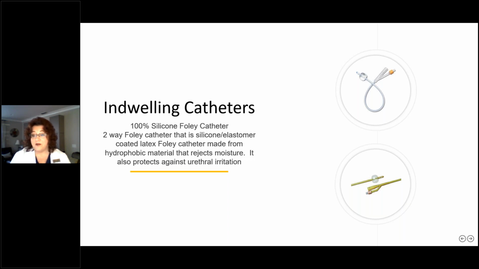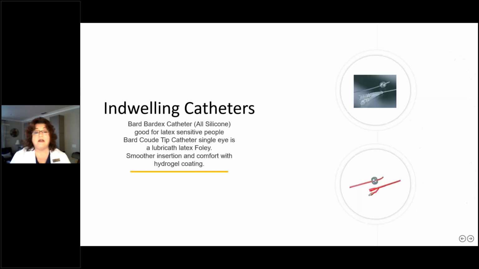Note the balloons on there because that's of major importance with maintaining indwelling catheters. There's the Bard. As you see on the top, it's all silicone. It's good for latex-sensitive people. A lot of people cannot use anything with latex, so it's a good thing we have that.